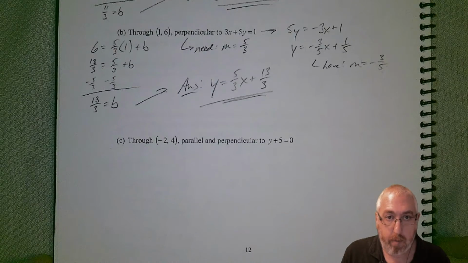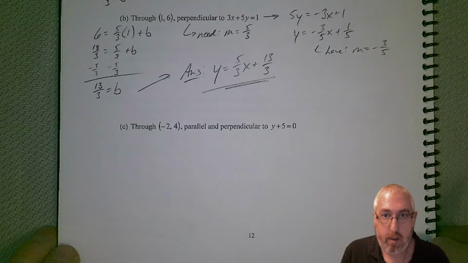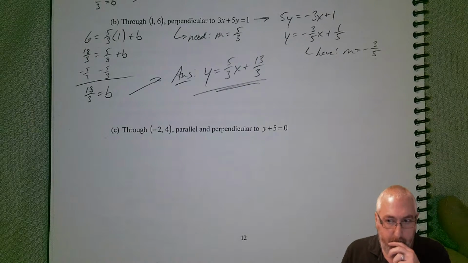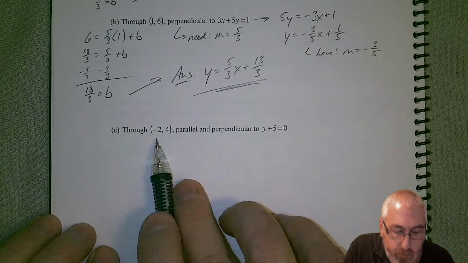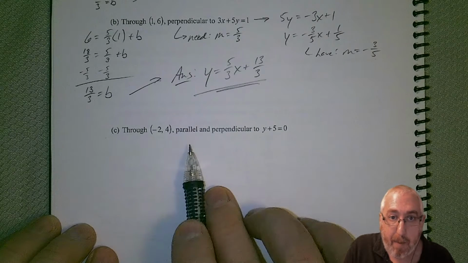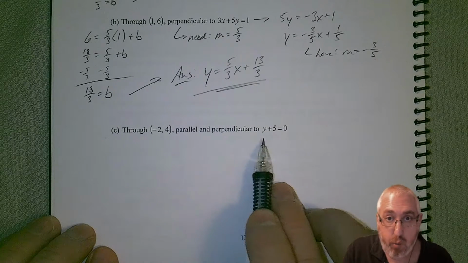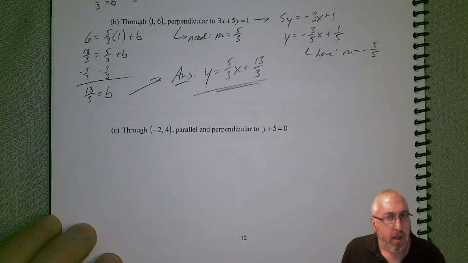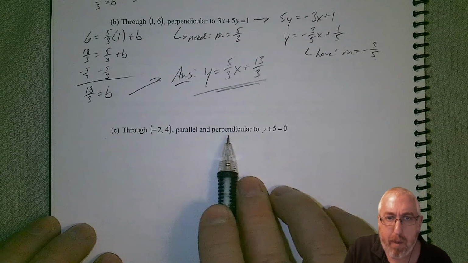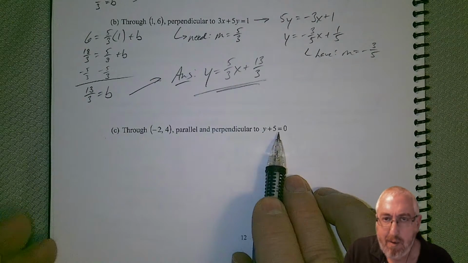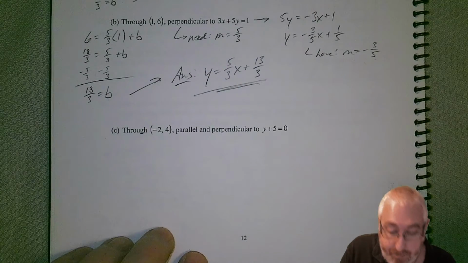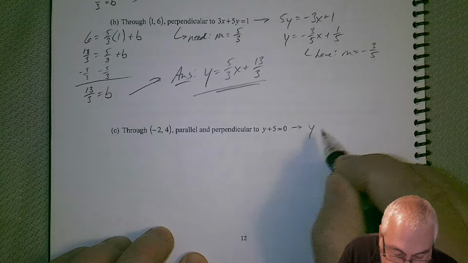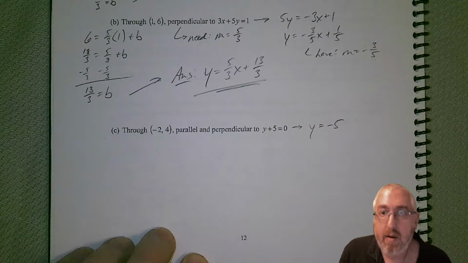All right, let's try one more, and then we'll take on the last question in this section in the next video. So through -2, 4, and we want it parallel and perpendicular to y plus 5 equals 0. That's weird. So they want 2 equations parallel and perpendicular to this. Well, let's do what we've been doing. What do we got for a slope? So if we solve this for y, we get y equals -5.